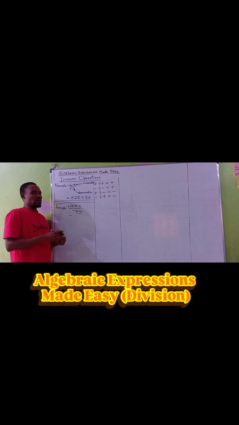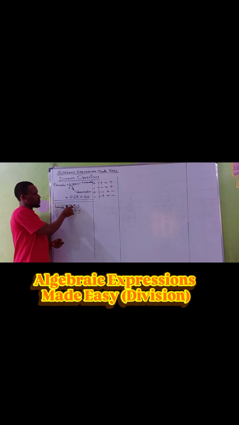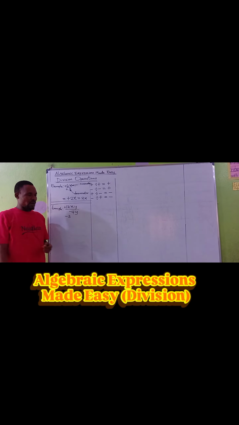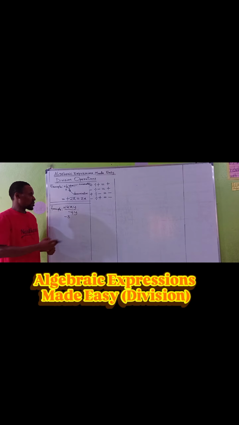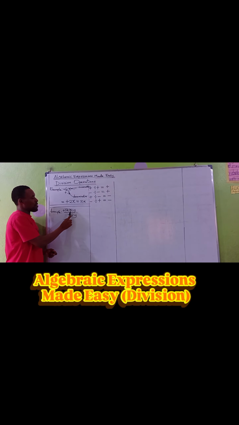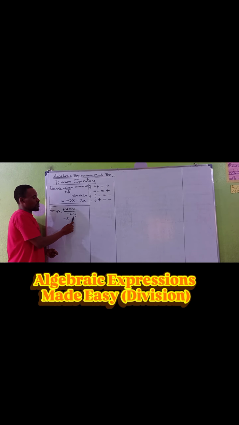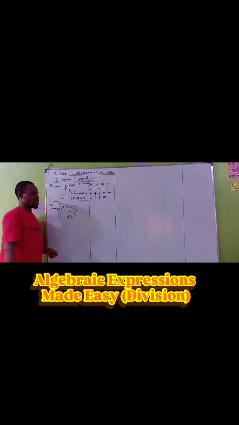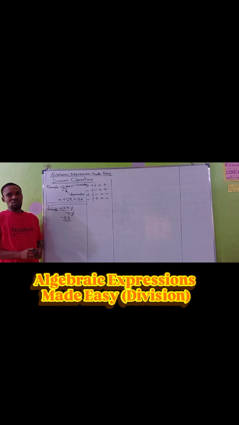Then you ask yourself about the numbers. What numbers are involved? 12 and 4. 12 divided by 4, we are going to have 3. Now let's go back to the variables. On the numerator we have xy, while on the denominator we only have y. There is one y up here, there is one y down. So this y up will knock off this y down. So what is left? We are left with x. So our answer is just minus 3x. I hope that is understood.